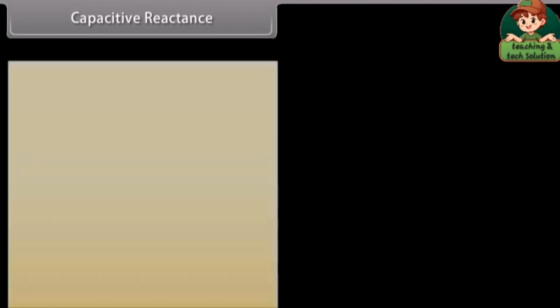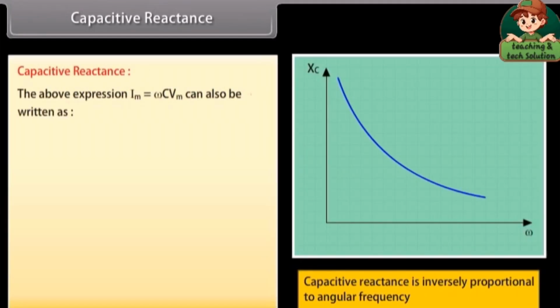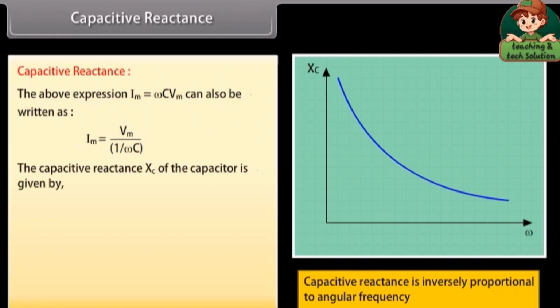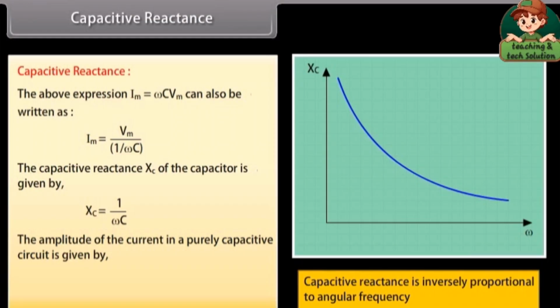Capacitive reactance. The above expression Im equals omega C Vm can also be written as Im equals Vm divided by 1 upon omega C. The capacitive reactance Xc of the capacitor is given by 1 upon omega C. The amplitude of the current in a purely capacitive circuit is given by Im equals Vm upon Xc, or Irms equals Vrms upon Xc.